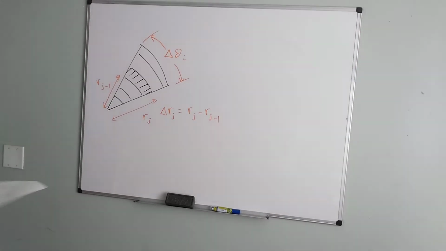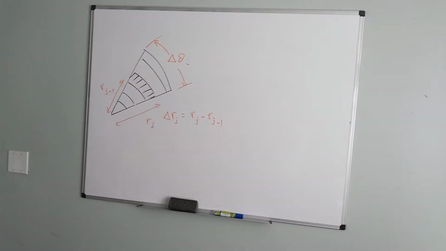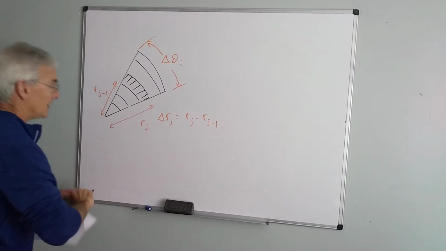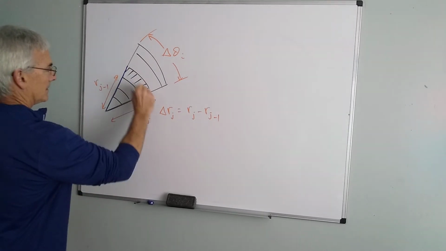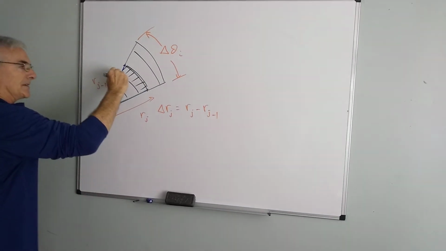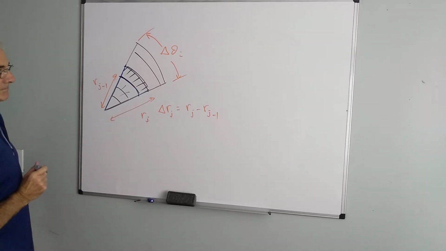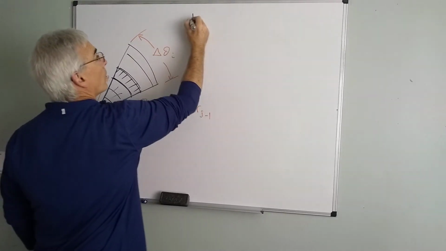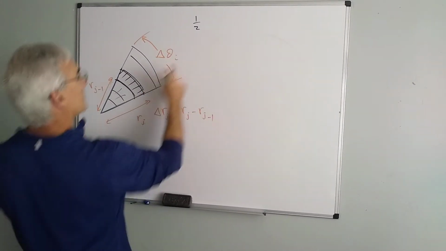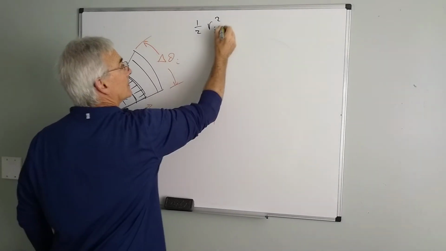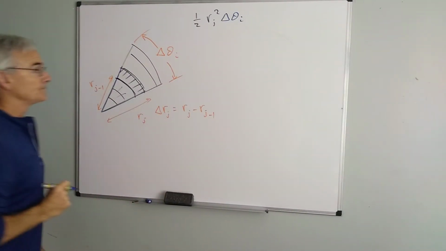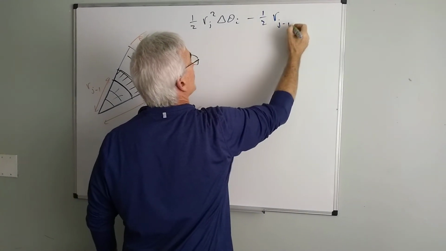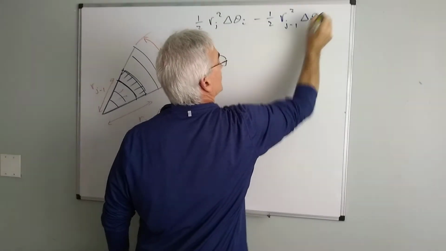Well, the easiest way to envision that is not to find a formula specifically for that, but to find a formula that is nothing more than the difference in this area minus this area. Okay? So the bigger area would be 1/2 Rj squared delta theta i. The smaller one would be 1/2 Rj minus 1 squared delta theta i.